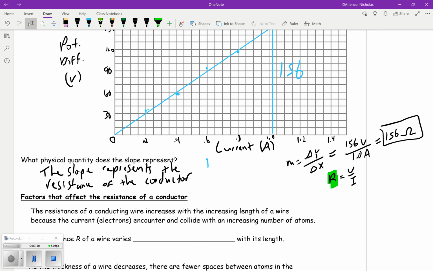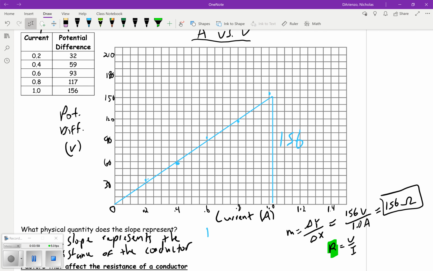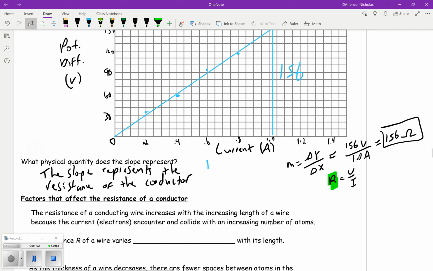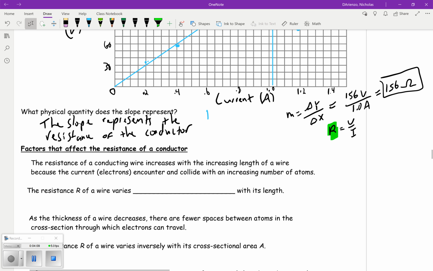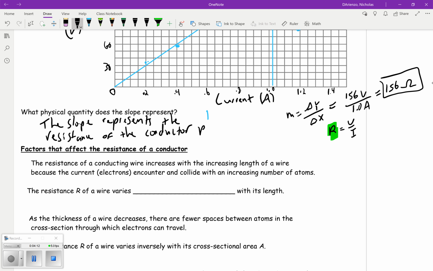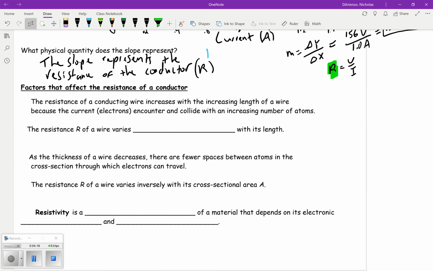And just to reiterate, I want to make sure we're comfortable being able to graph these simple relationships between, in this case, Ohm's law, between current and potential difference, and know that the slope of that line of a graph between current and potential difference would be the resistance of the conductor, or R. Now there's going to be several different factors that play into how much resistance a conductor has, from the material it's made from to some other factors that can be changed without changing the material itself.